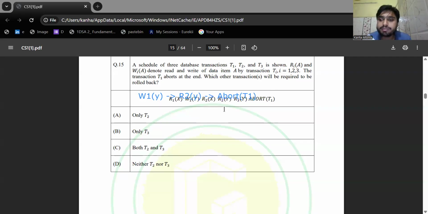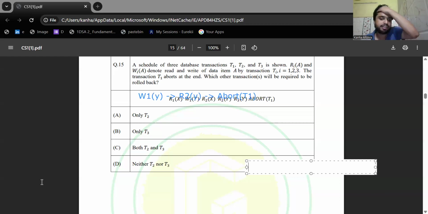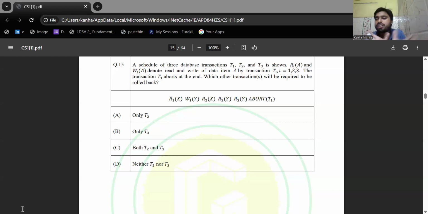Why? Let's take an example and understand it possibly in some time. We will take an example of something like a shared notebook. I am thinking of an example. Let me formulate that and then I will be sharing it with everyone. So let's now understand what a recoverable schedule is.